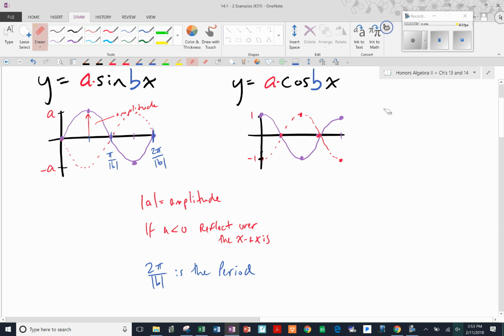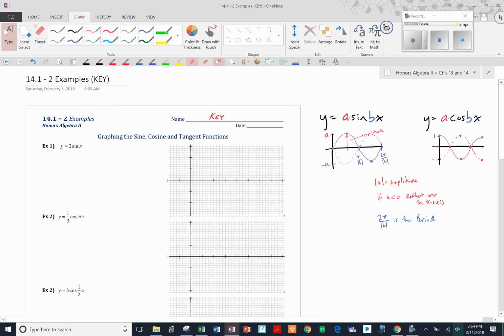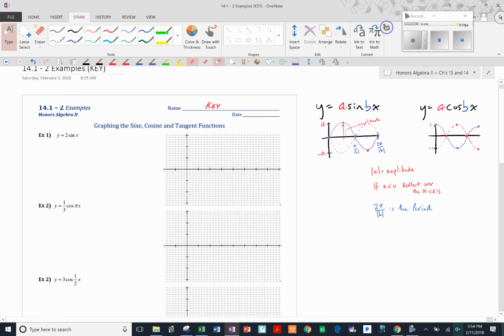So b will affect the function horizontally. If b is bigger than 1, it is actually a horizontal shrink, and if b is less than 1, it is a horizontal stretch. If b is negative, it would reflect it over the y-axis, but we aren't going to deal with that in Algebra 2. So let's actually look at a couple of examples where we have a and b values other than 1.